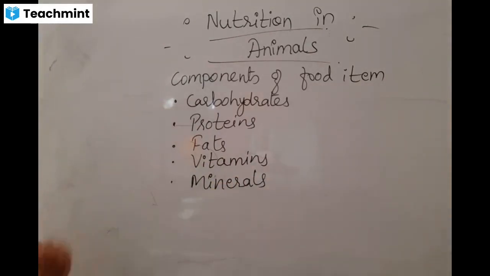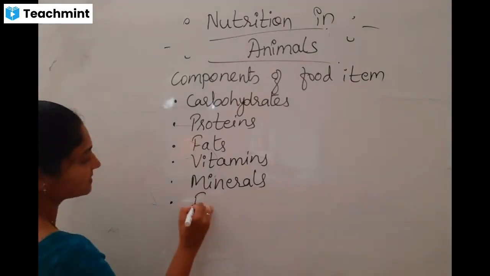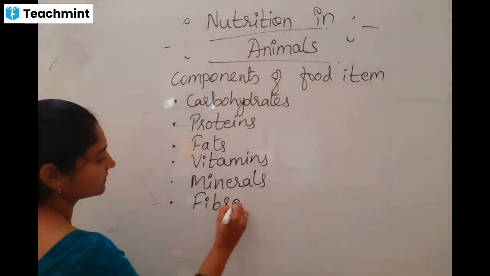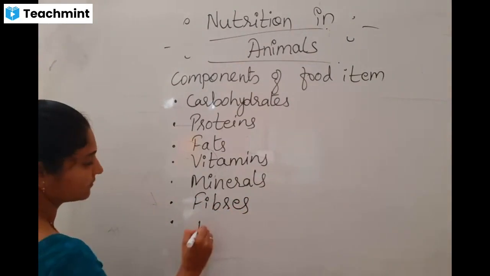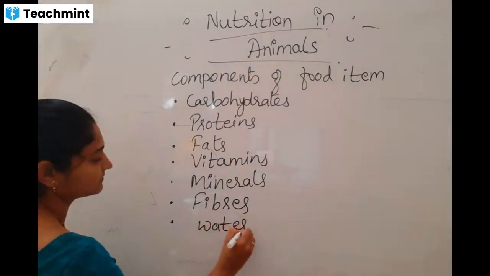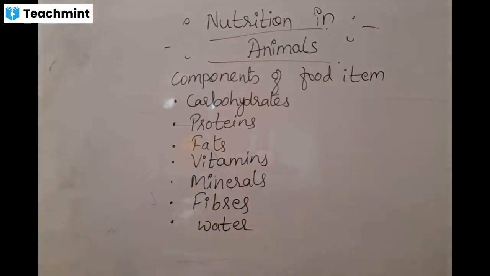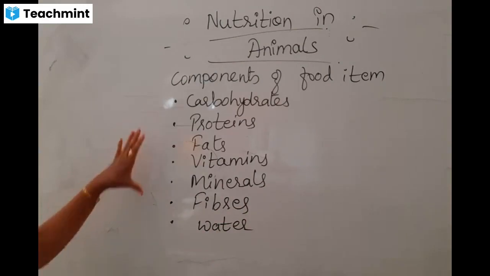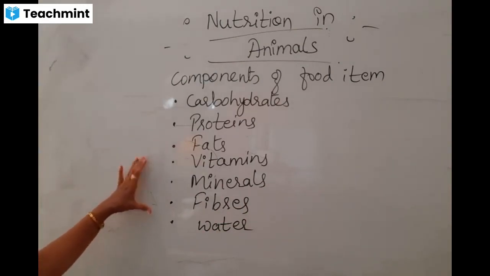Along with these, another two components are there, very important for our food. What are those? Fibers, and then water. Right? Our food items consist of all these components. These components in food items, we say, are nutrients, right?